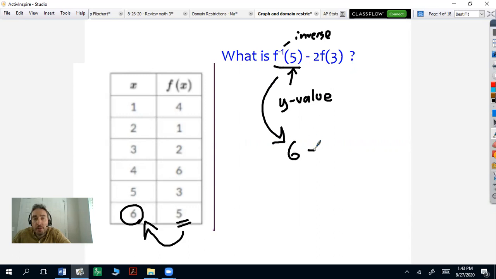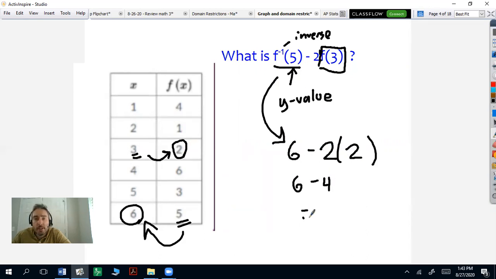The 2 out here doesn't do anything but multiply. It's not going to multiply 3. It's going to multiply by whatever your output here at f of 3 is. So since my f of 3 doesn't have the inverse, I'm going to look at my input value here at 3 and report my output value at 2. So this becomes 6 minus 2 times 2. 6 minus 4, and that's going to equal 2. So your answer in this case would be 2.